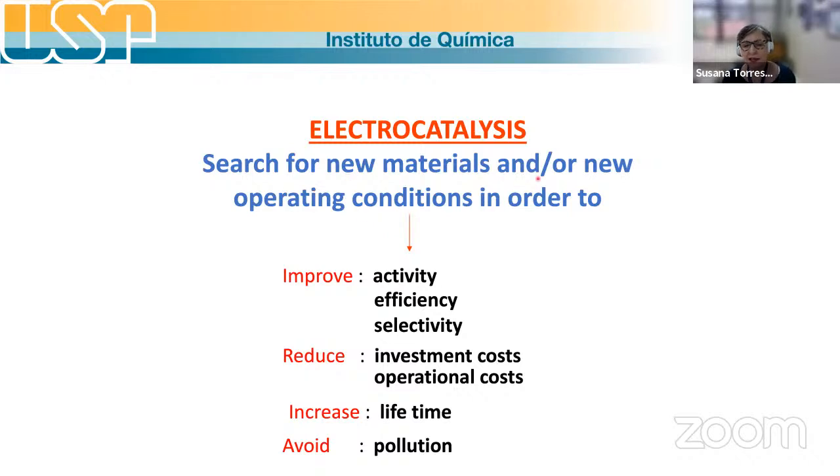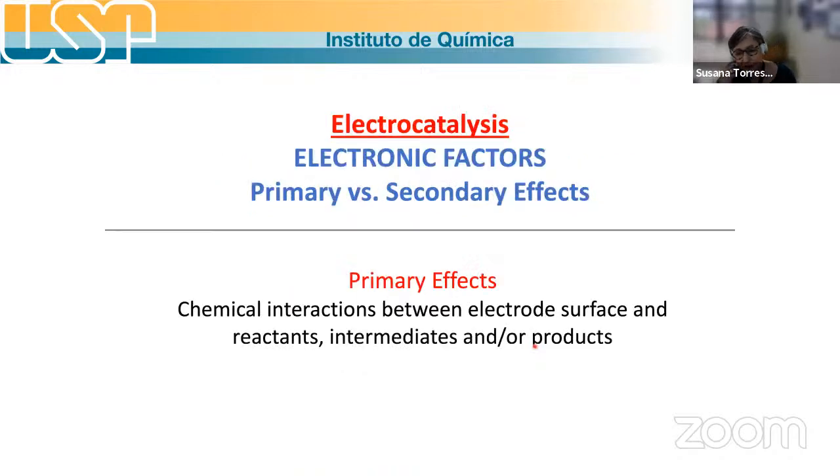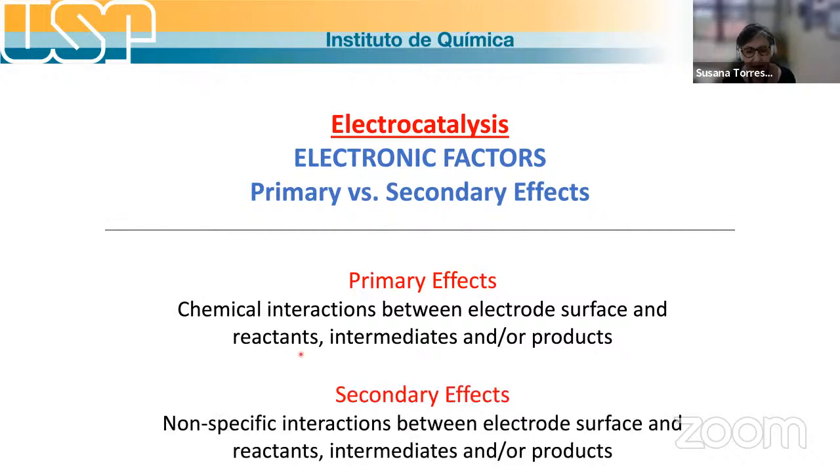So when we search for new materials or new operating conditions in electrocatalysis, we want to improve the activity, the efficiency, the selectivity. All these kinds of things are important. We want to reduce the investment costs or operational costs. We want to increase lifetime because we need stable conditions, and we want to avoid pollution. And we have to consider electronic factors, primary and secondary factors. The primary factors are the chemical interaction between electrode surface and reactants, intermediates or products. And the secondary are the non-specific interactions between the electrode surface and reactants, intermediates or products, for example, other reactions that we can have after the electron transfer is produced.